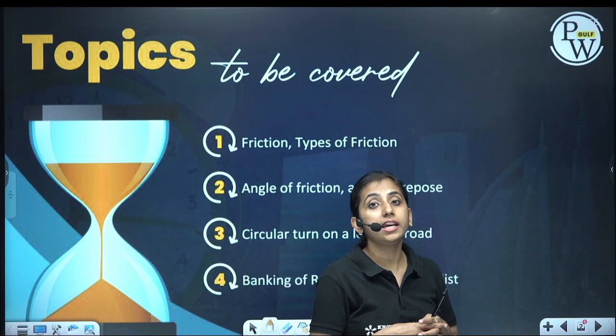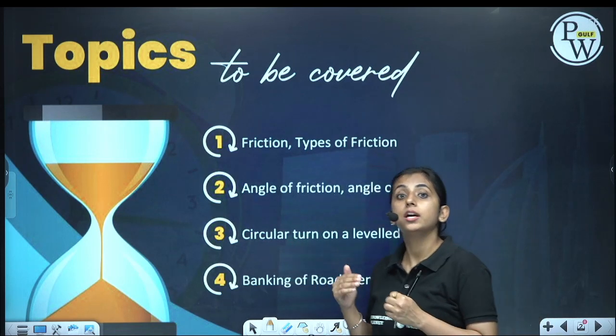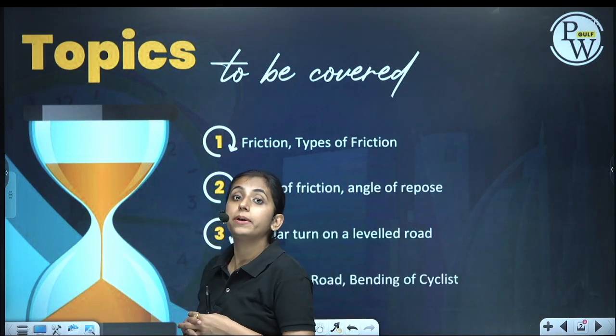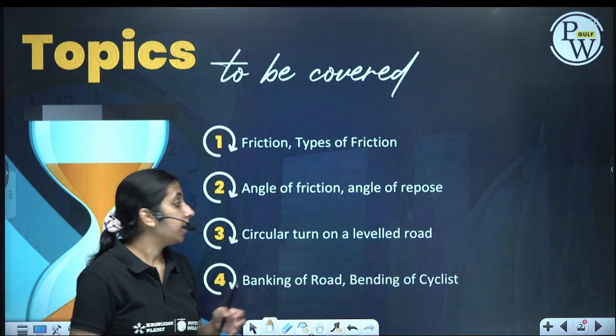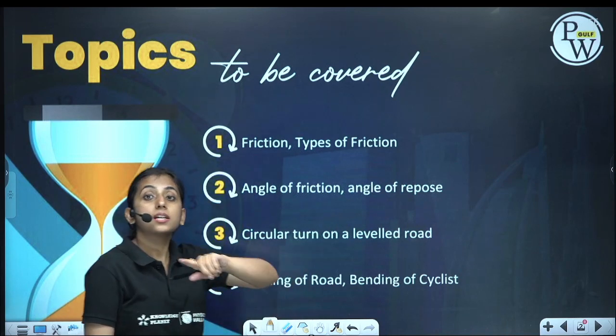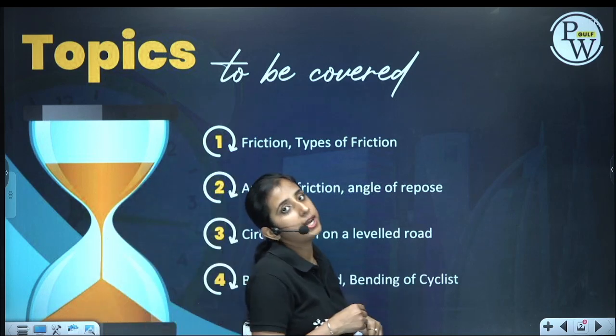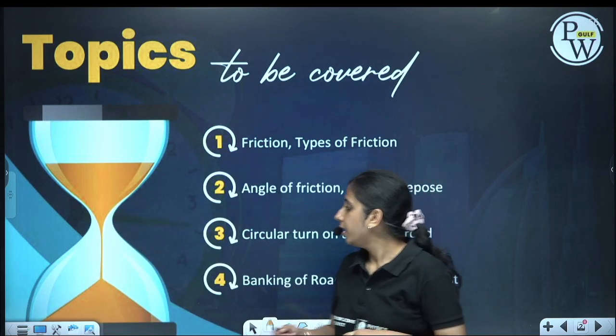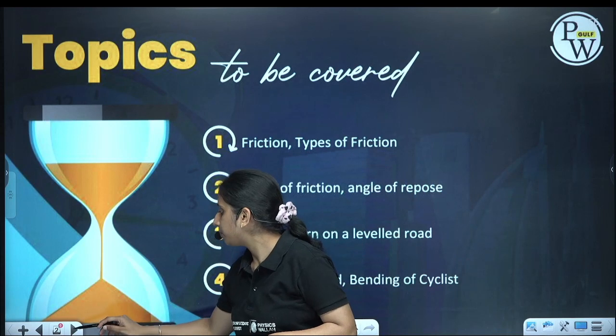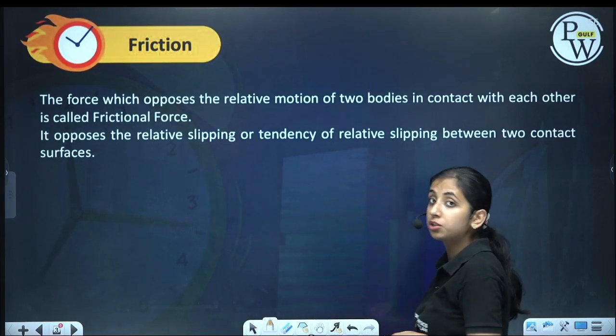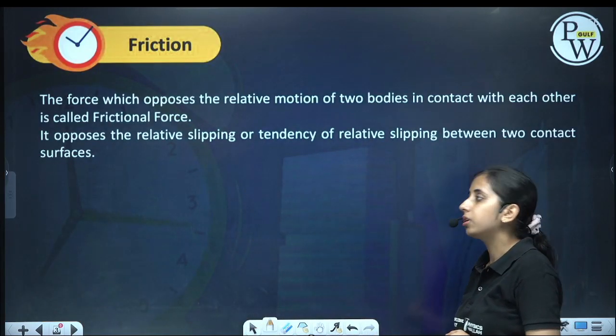If the body is coming down on a rough inclined plane, what will be its acceleration? Then we'll be studying circular turn on a leveled road, then banking of roads and bending of cyclists. So let's start today's chapter. First is friction. So what is friction?